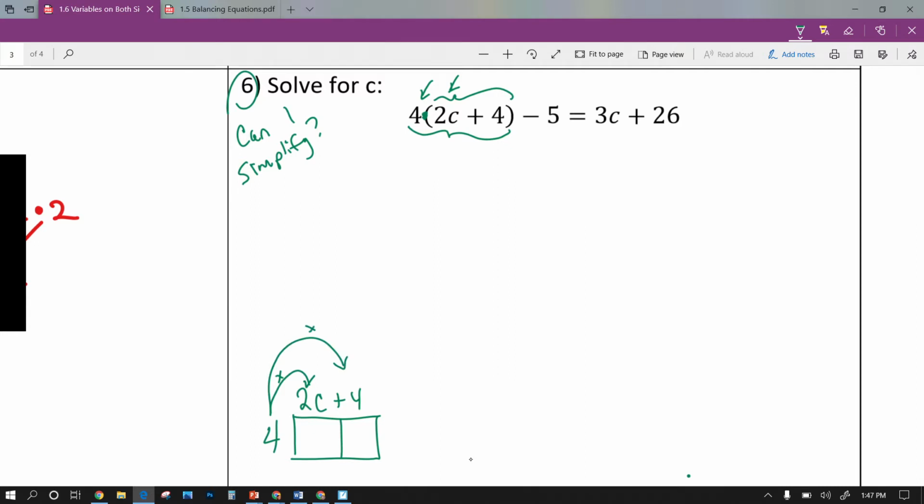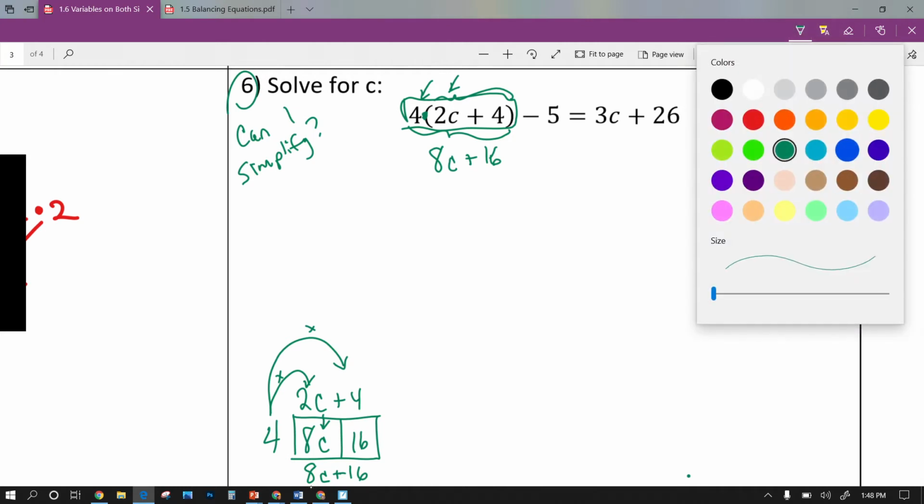So 4 times 2 is 8, and my c comes down, 8c, and then 4 times 4 is 16. So that means when I use that distributive property, I get 8c plus 16. So now I can replace this entire expression with what I just got with my distributive property. I can write 8c plus 16.